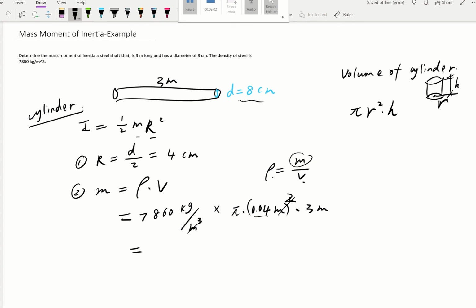So when we calculate that, we can get the mass of this steel shaft. So 7860 times pi, and then times 0.04 squared, and then times 3. Then I have 118.47, and that's in kilogram for the mass.